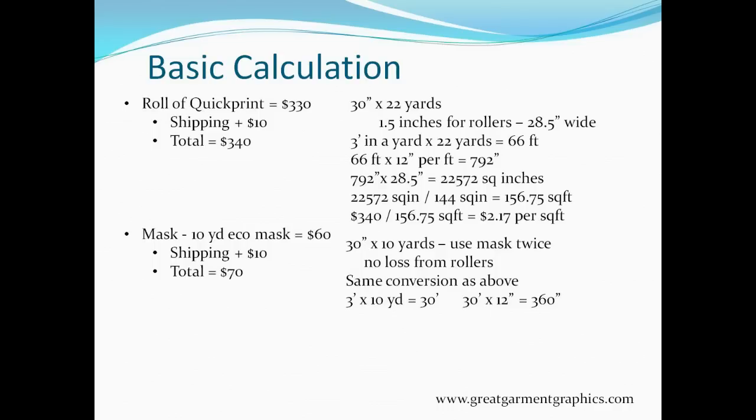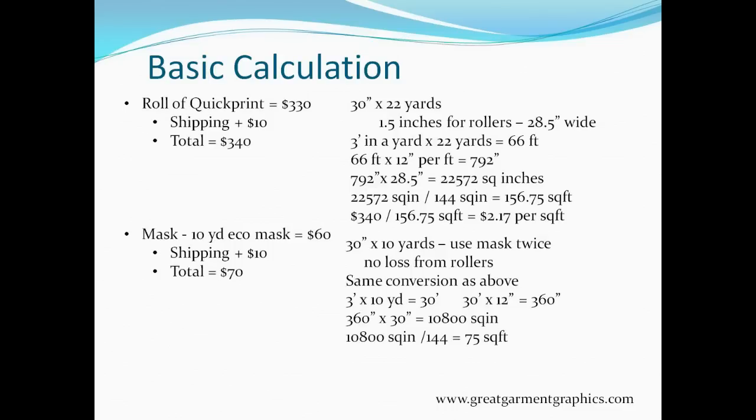So the same conversions as above. I've got 3 feet times 10 yards equals 30 feet. That 30 feet times 12 inches is 360 inches long. That's my length. And then I'm going to take that and multiply it by 30 inches wide to get my total square inch of media that I can use. And that's a big number, but we'll divide it by that 144. Don't forget, 144 square inches in a square foot, which is going to give me 75 square feet of material.